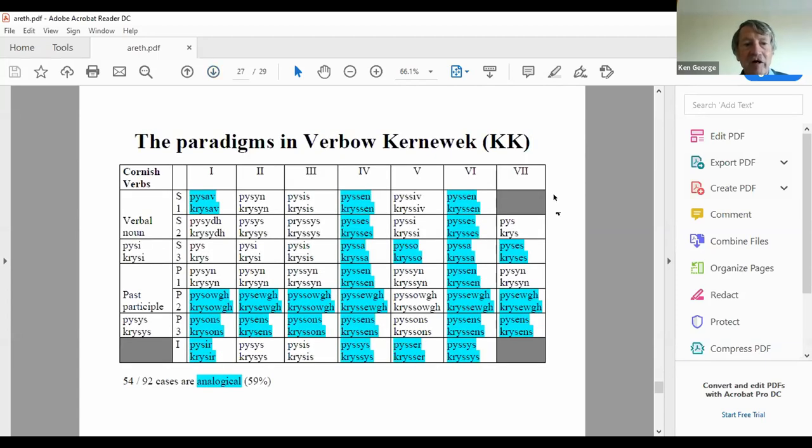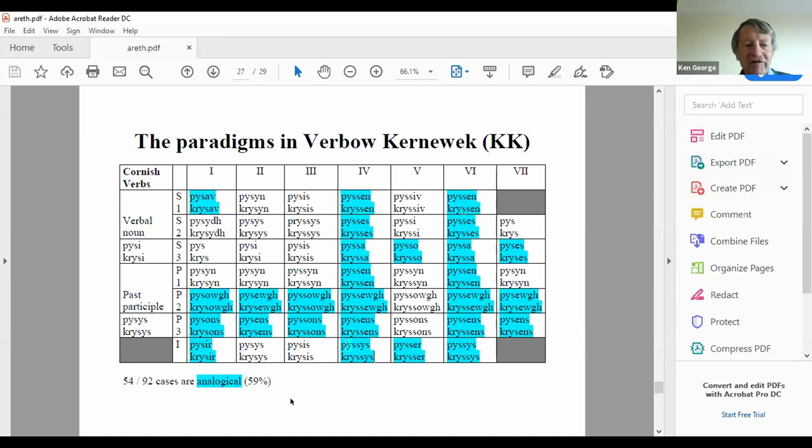So if, for example, we look at the paradigms in the book Verbow Kernewek, in Kernewek Kemmyn, we find that every case is Piz and Kriz, even the impersonal, which cannot possibly be right, because there is no reason why the palatalization or the change from D to S just didn't occur in those cases. And what we find is, if you compare this with the theoretical paradigm for Pizzy and Krizzy, all those marked in blue, 59%, are analogical.